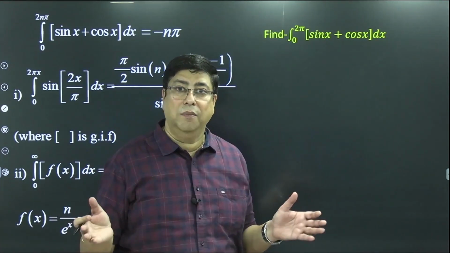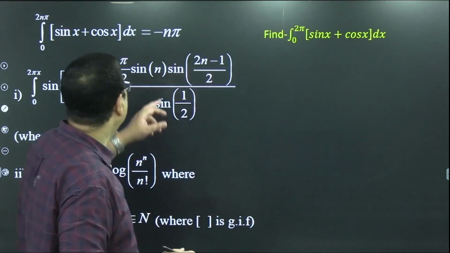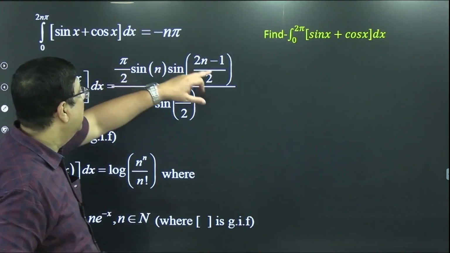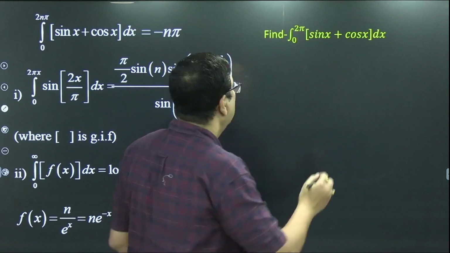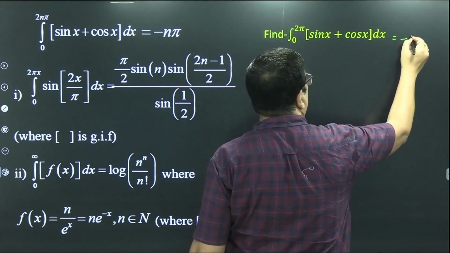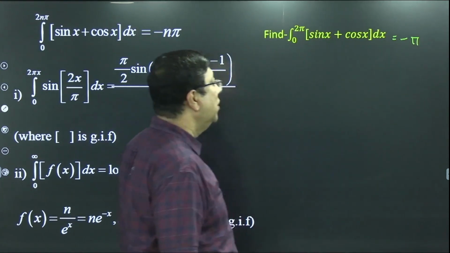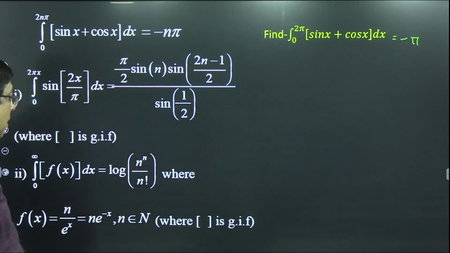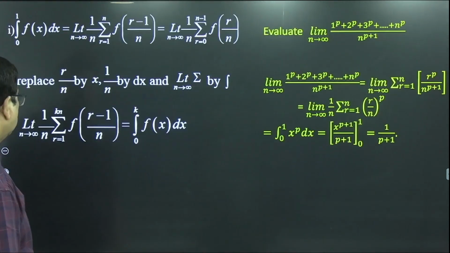So this is a very big sum. But if we apply this formula, minus n pi, here n equal to 1. So minus pi is the answer. This is the way to solve the sum in one line. Now I am going to the next.